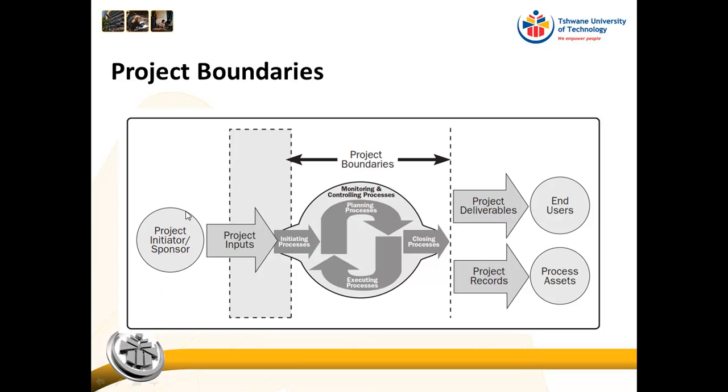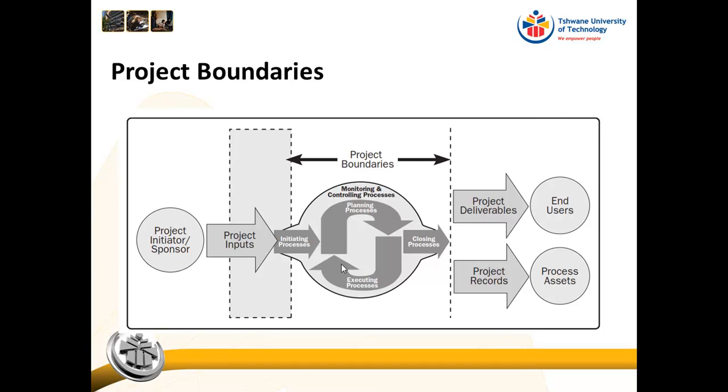So we start with a project initiator or sponsor. There are certain project inputs which are then used to initiate the project, and there are certain project deliverables and project records that need to be kept, which happen after the project boundary. Okay, and then this is where the project happens. But now if our project has more than one phase, this circle over here will be duplicated for each phase.